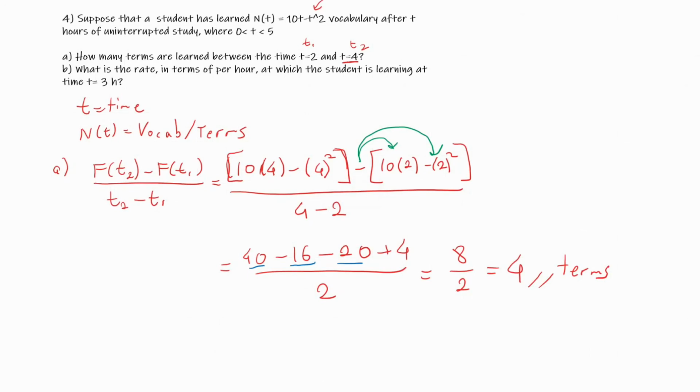So for B, it's asking for what is the rate, in terms of per hour, at which the student is learning at time t equals 3. When I look at this, yes, it's asking for a rate of change. When I'm comparing instantaneous and average, I have only 1 point, so it's instantaneous right off the bat. So I can use the equation of the limit as we did, and all you're going to do in this question is plug in 3 hours into the x, which is going to be t. We did that before, so I'm not going to bother solving it. For this, you should end up with 4 terms again.